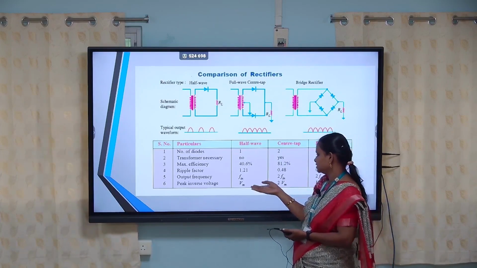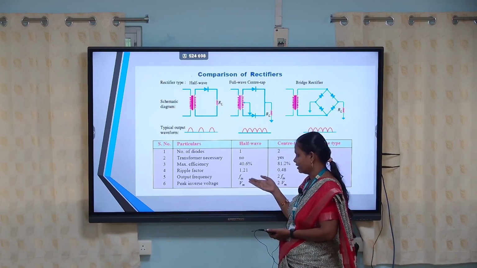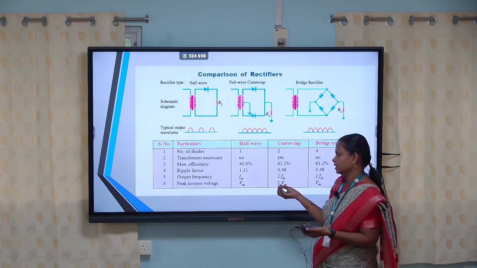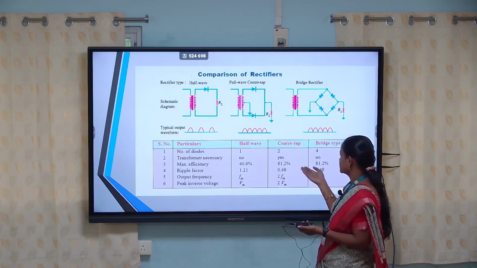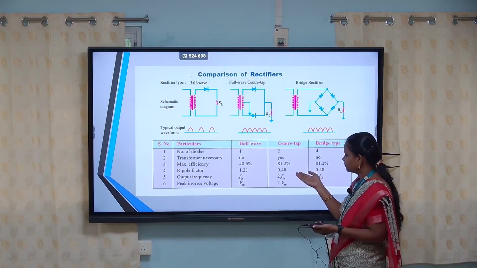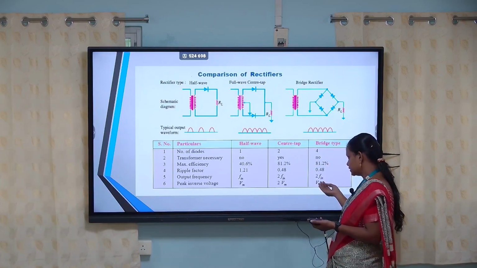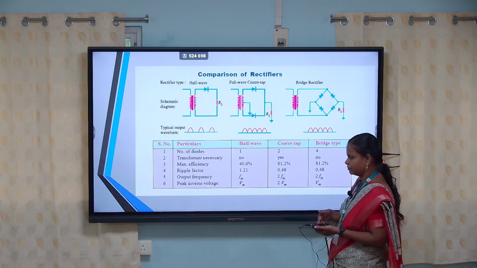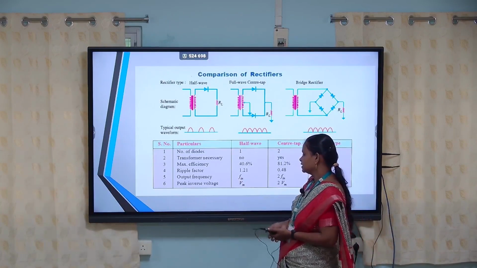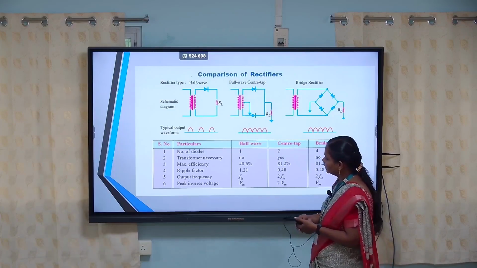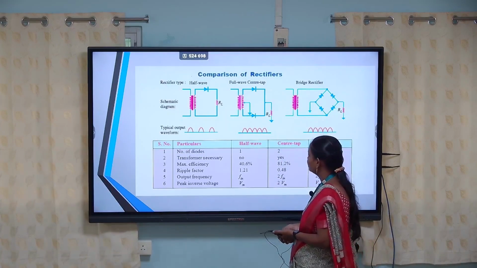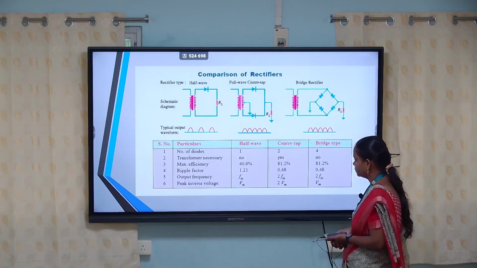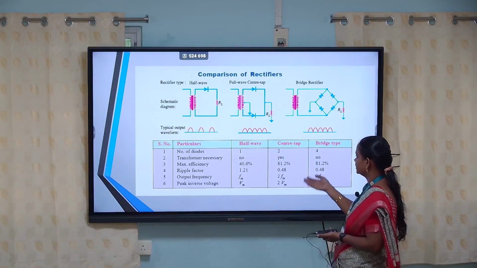Coming to the ripple factor, it is higher in the case of half wave, at 1.21. That is the fluctuations in the DC output. In the case of center tap and bridge type rectifiers, it is only about 0.4. So it is better to use the center tap and bridge type rectifiers rather than the half wave rectifier. Coming to the output frequency, it is equal to the input frequency in the case of the half wave rectifier, whereas it is double the input frequency in the case of full wave rectifiers like center tap and bridge type.